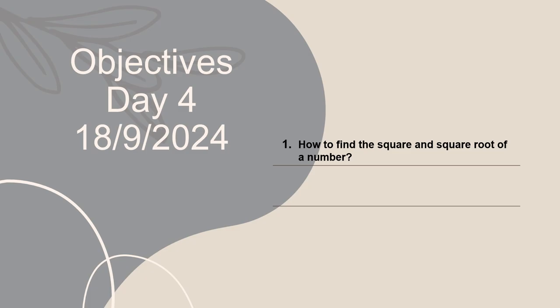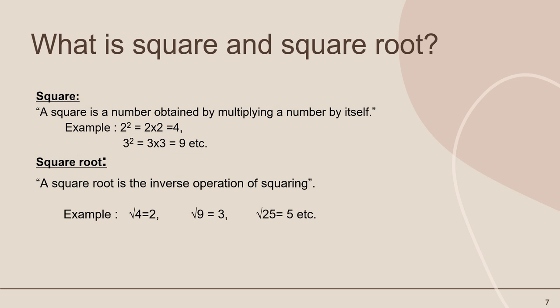Now this is the objective of the lesson, which is about how to find the square and the square root of a number. Now I am going to tell you what square and square root are. First I will define square. A square is a number obtained by multiplying a number by itself.